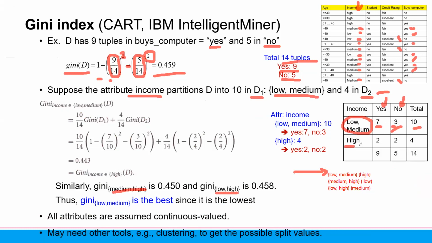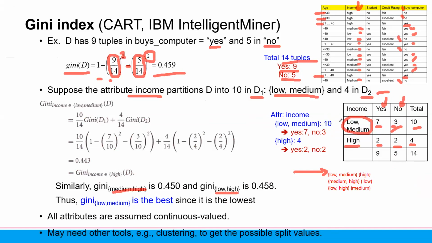What about if the income is high? Okay, 1, 2, 3, 4. Okay, we have 4. And then we need to check how many yes. 1, 2. Okay, 2 no. And how many yes? We have 2. So we can get like this number in the table.